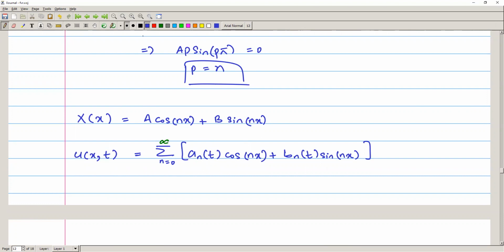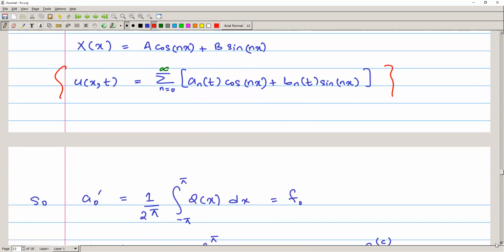So the solution for this heat equation will be given by the Fourier series. We can see that in the previous cases, either a became 0 or b became 0 using the boundary conditions. But here neither of these is 0, therefore the Fourier series is generated. So the solution will be given by the summation from n = 0 to infinity of a_n(t) cos nx + b_n(t) sin nx.